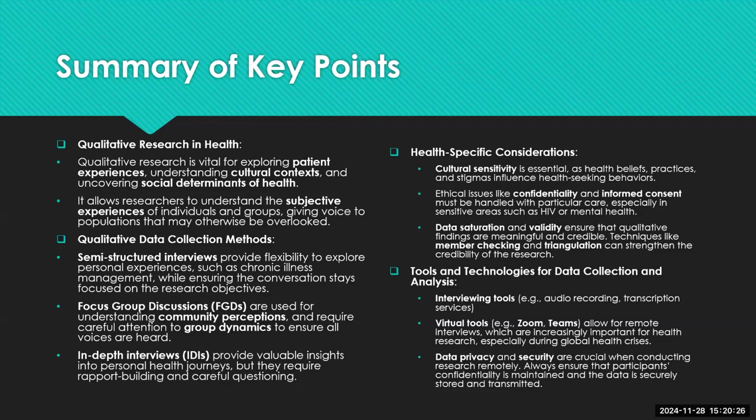You need to adhere to quality assurance measures such as member checking and triangulation, which can help strengthen the credibility of your research. Remember, it's quite important to show that you've taken the necessary steps to avoid bias as much as possible when reporting these kinds of findings. Also, familiarize yourself with technological tools that can assist your data collection, such as virtual platforms, interviewing tools such as audio recorders, and transcription services. Those will help you prepare your data and get it ready for analysis.